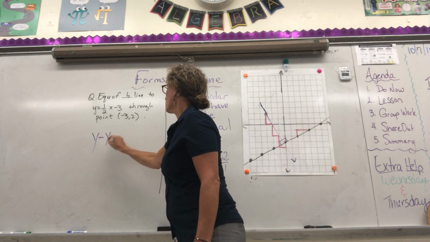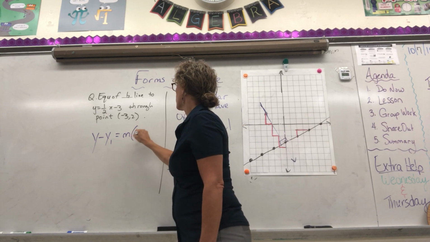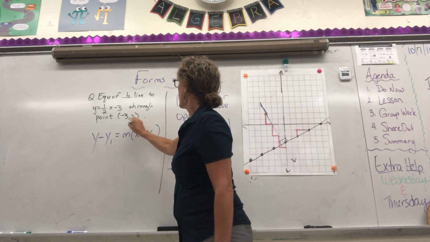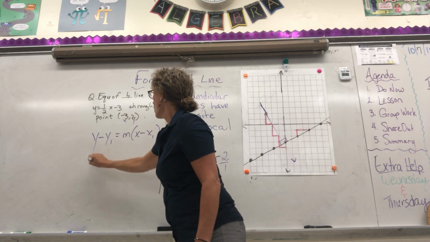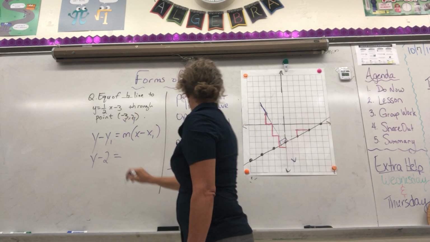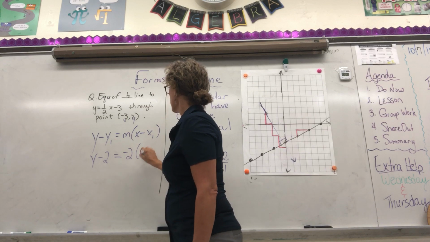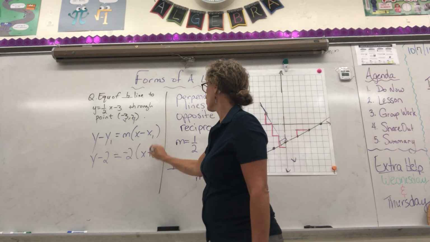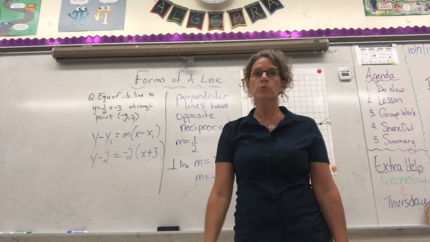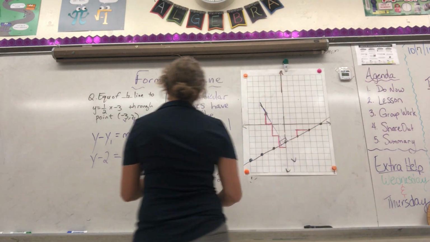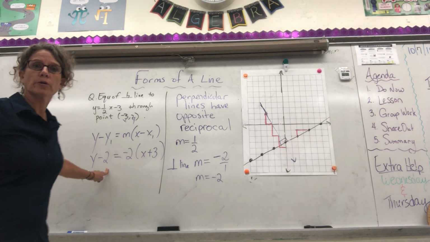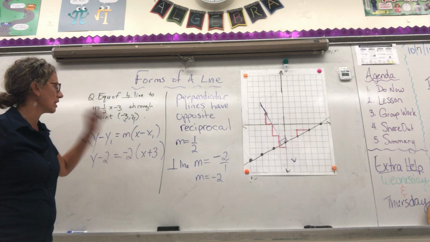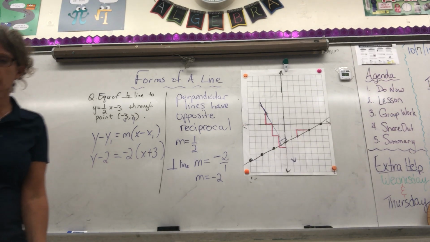y minus y sub 1 is m times x minus x sub 1. Subbing in the y and the x, y minus 2 is negative 2 times x minus negative 3, which flips to a plus 3. And you're done. And you can leave that fully in this form for full credit. Nobody is going to ask you to change it. If you have to write the equation of a line, you leave it, and that's done.